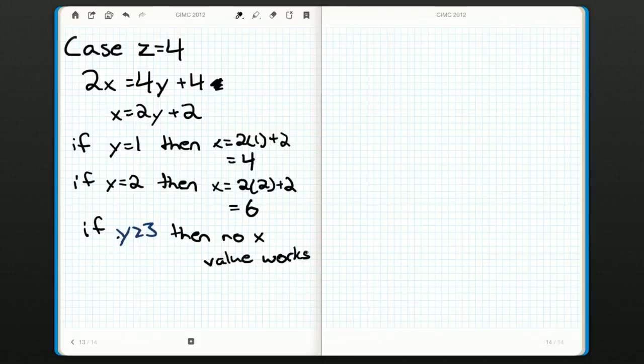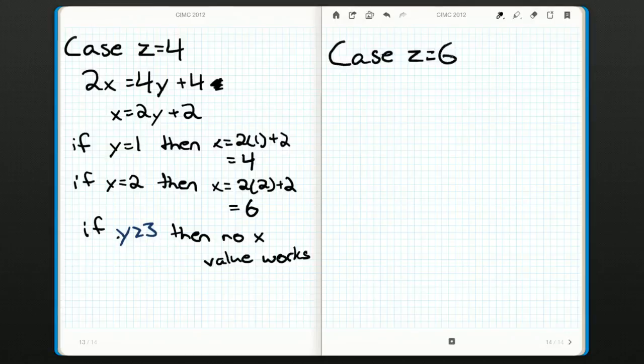Once again, we have 2 cases that work. So x equals 4, y equals 1, z equals 4, that should be a triple that works. X equals 6, y equals 2, z equals 4, that should also work. Okay. So our last case here, the last possible even number that z can be is z equals 6.